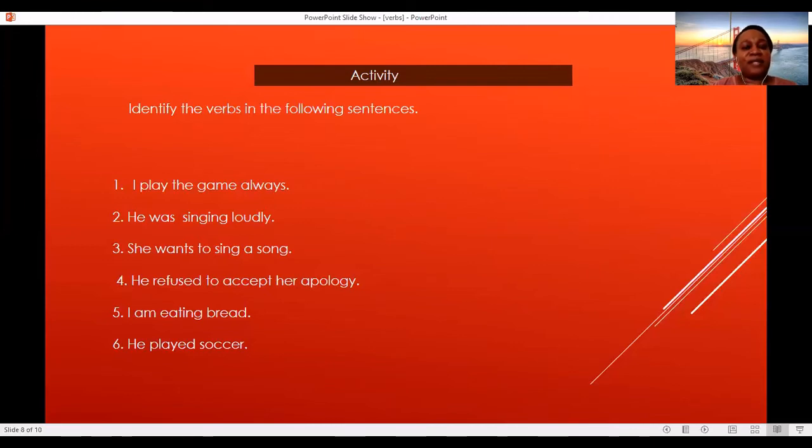And like you did in number 1, say what type of verb it is or what types of verbs they are. Number 3, she wants to sing a song. Number 4, he refused to accept her apology. Number 5, I am eating bread. Number 6, he played soccer. That is our activity. Identify the verbs there. Is it a finite verb or a non-finite verb? You indicate that quickly.